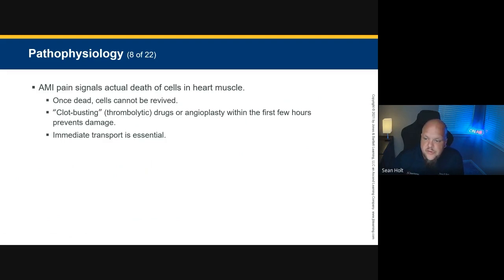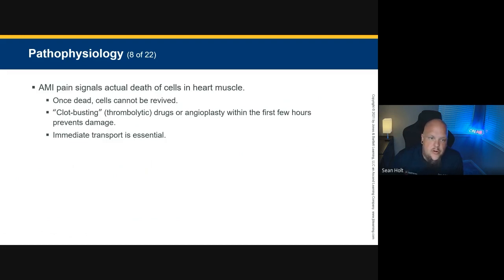If enough tissue cells die in the heart, our heart's not able to function. We go unconscious, we lose pulses, and we die. Our brain cells die, and there's no return from that. True acute myocardial infarctions are in fact very, very dangerous and sometimes deadly.